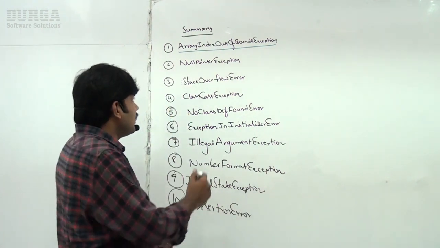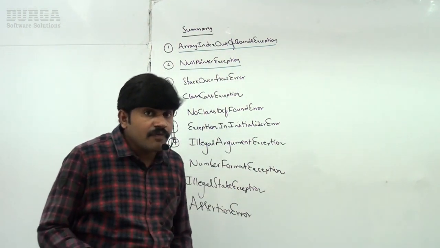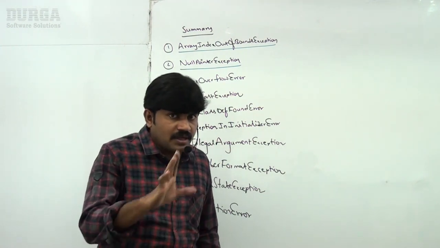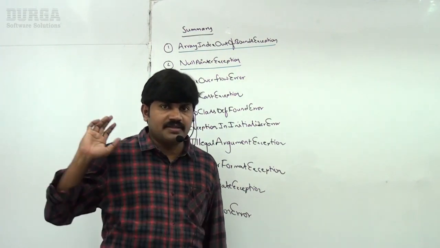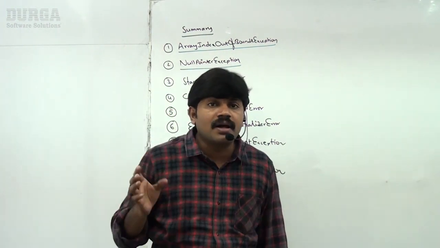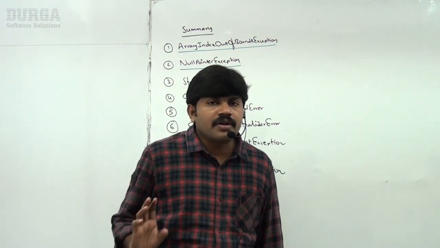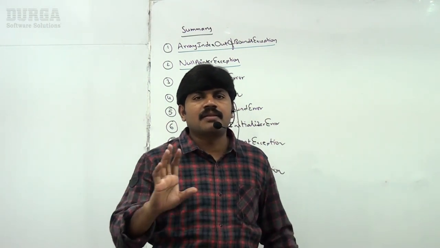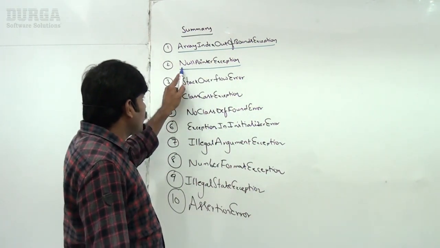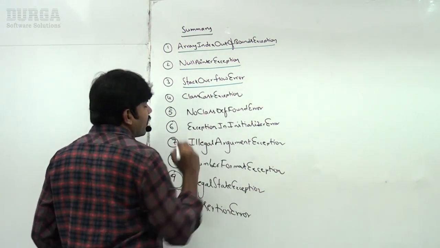Next, null pointer exception. If we are performing any operation on the null reference, for example, string s is equal to null, s dot length, you are calling the length method on the null reference. If you are trying to perform any operation on the null reference, then we are going to get what? Null pointer exception.